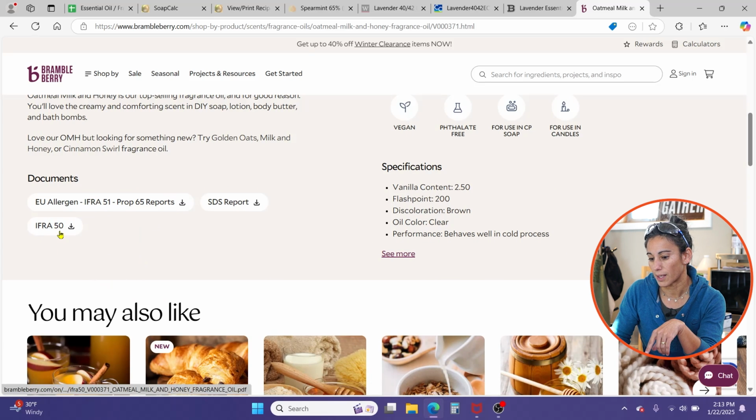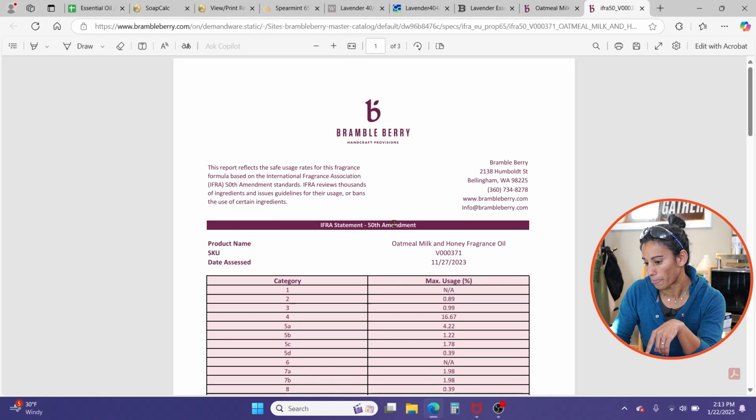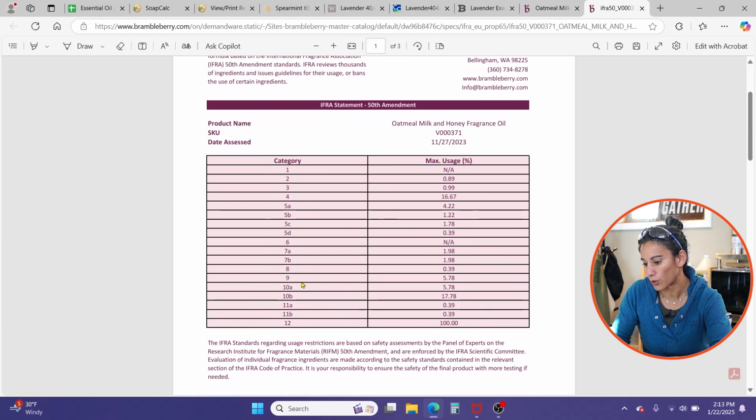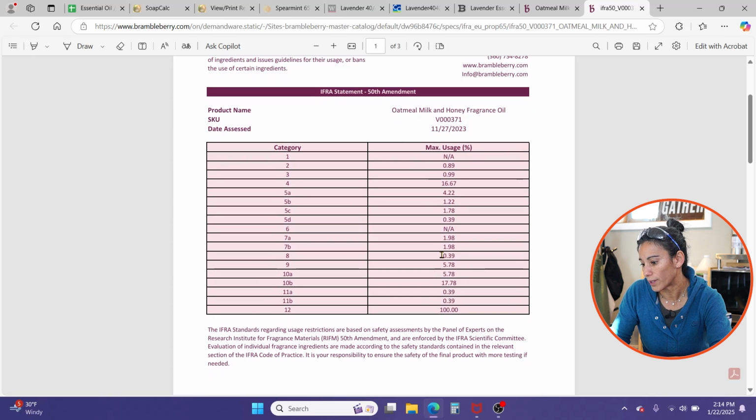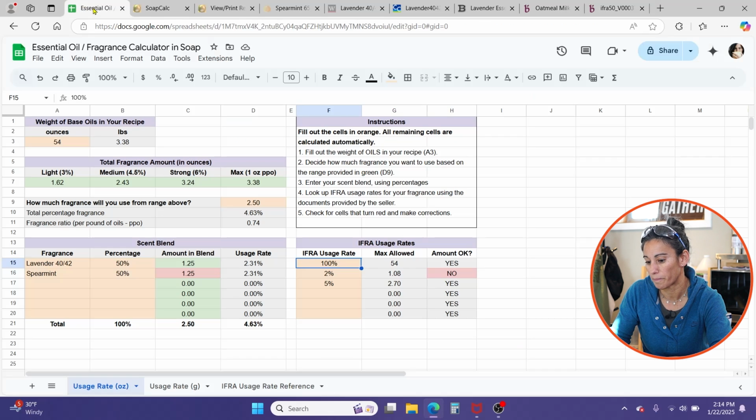So if I open this up, you'll see that the usage rate for category 9 is 5.78%. So if I was using this particular fragrance oil in the soap, I would change this to 5.78%. And that would show that I can use basically up to 6% of that particular fragrance in this soap.